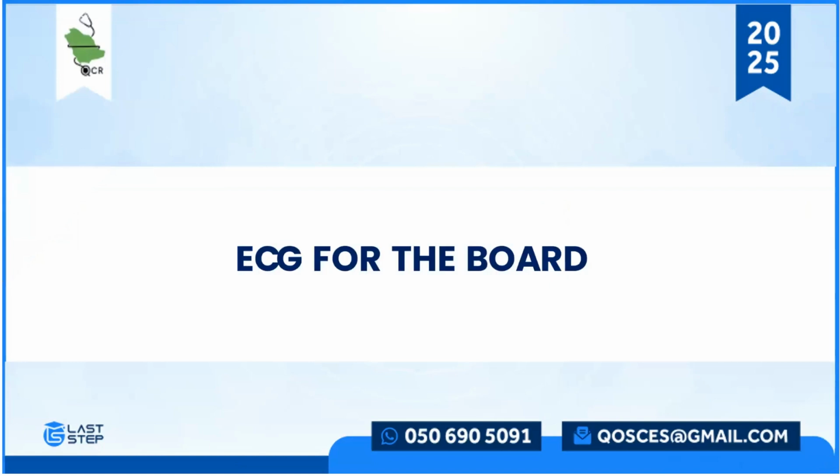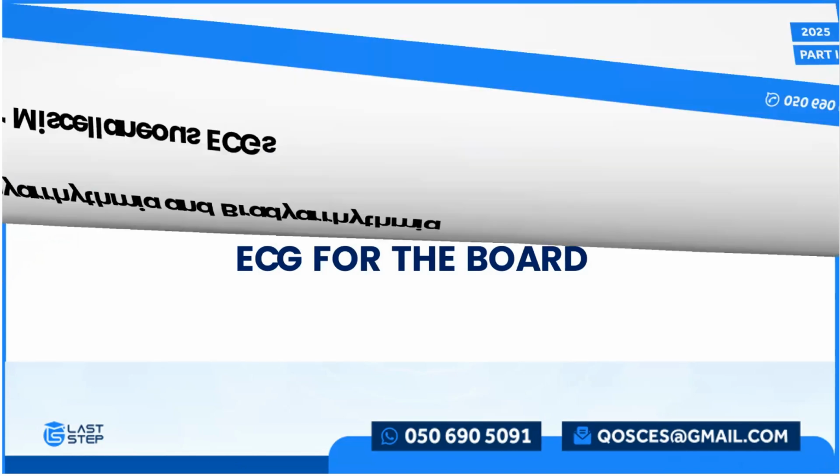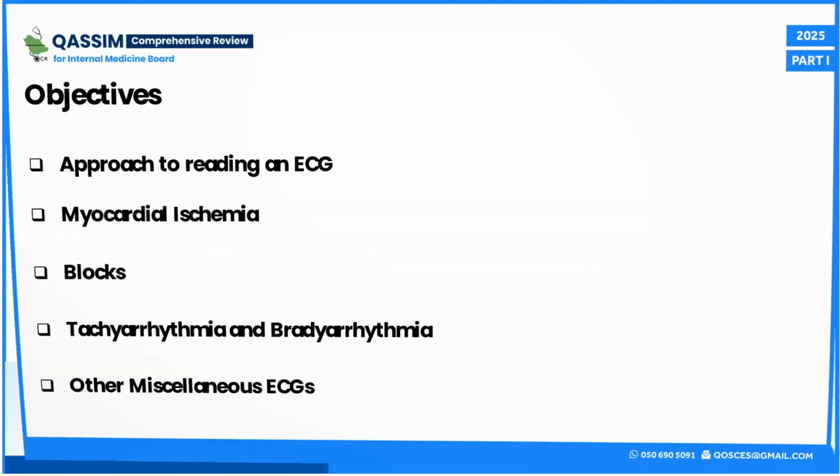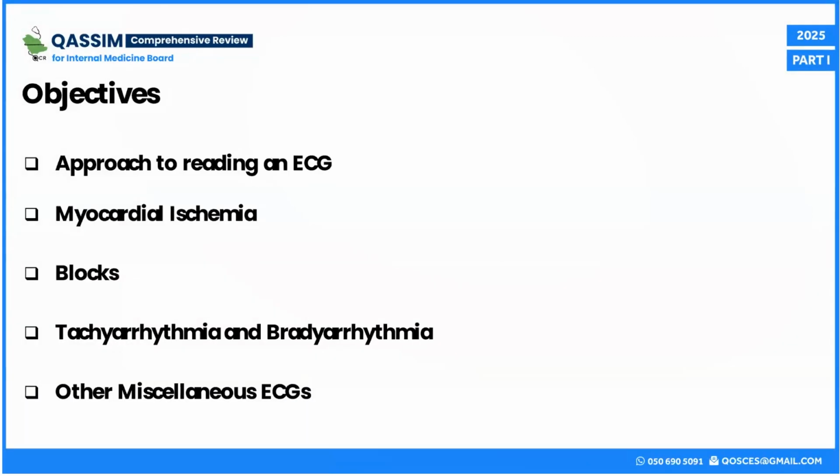The title of the lecture is simply ECG for the board, for the Saudi Board of Internal Medicine, both part 1 and part 2. These are the commonly asked ECGs. But first, our objective for this talk is the approach to reading an ECG. What do we mean by myocardial ischemia and how to detect it in an ECG pattern? The forms of blocks, tachyarrhythmia and bradyarrhythmia, and any other form of miscellaneous ECG that could be commonly asked.